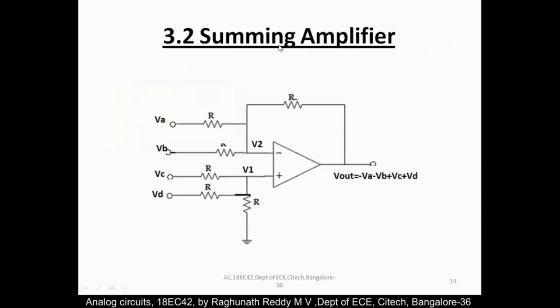Next, the summing amplifier. Two voltages VA and VB are applied to the inverting input terminal through equal resistances R, and the other two voltages VC and VD are applied to the non-inverting terminal through the resistances R. The non-inverting terminal is grounded through the resistance R, which is the same as the feedback resistance, in order to avoid offset voltage.